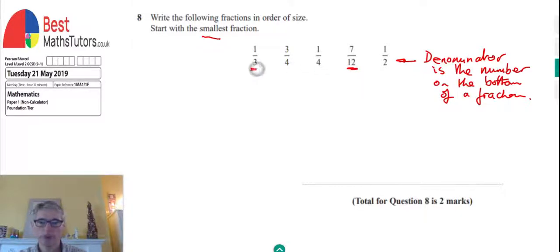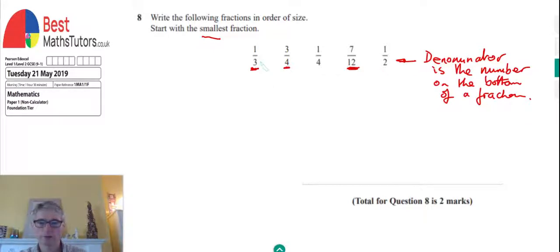We can see that we can change a 3 into 12 by multiplying the 3 by 4. We could also do the same with a 4. We could times that by 3, and that would be 12 as well. So all of these numbers on the bottom will go into 12. So we're going to change every one of these fractions into 12ths.